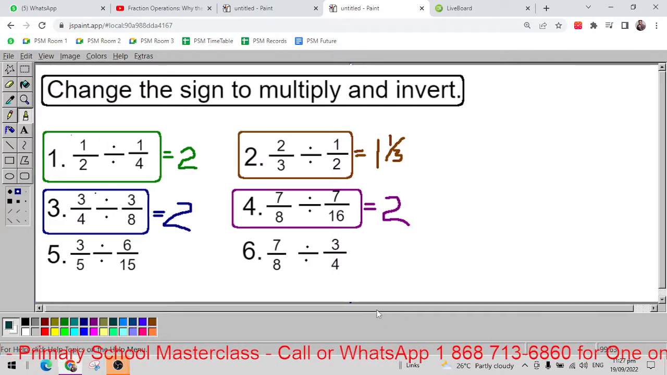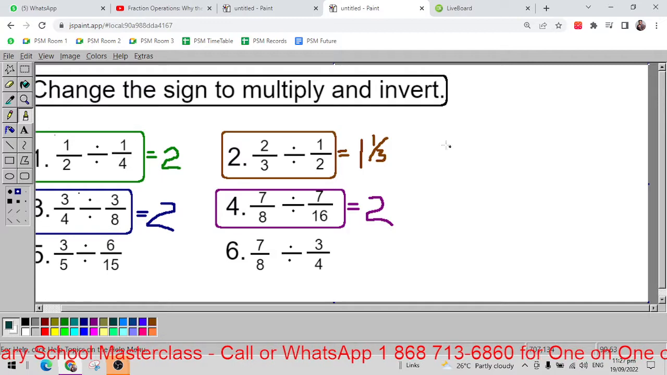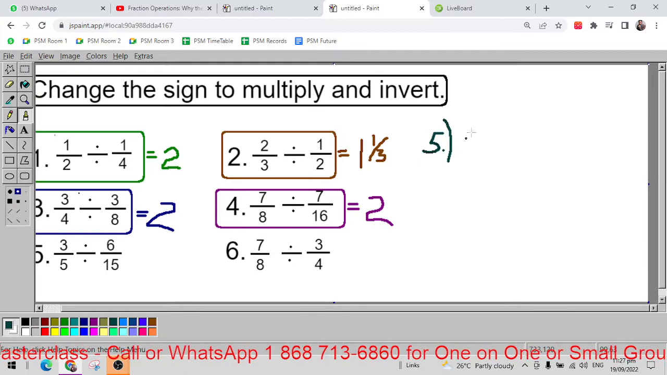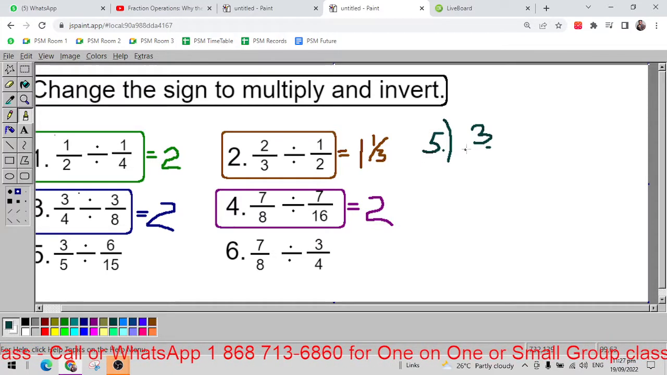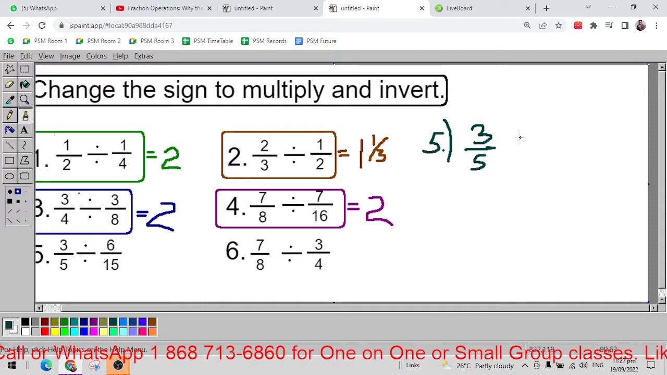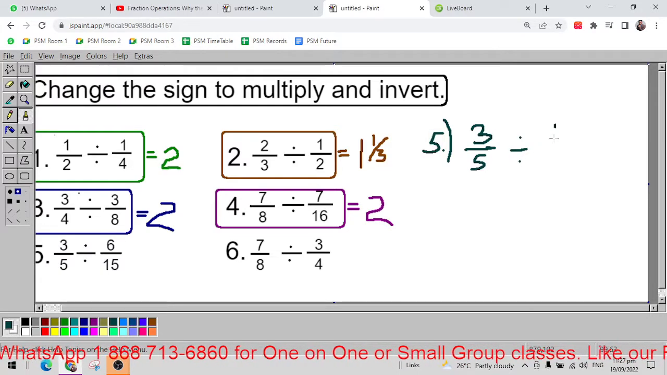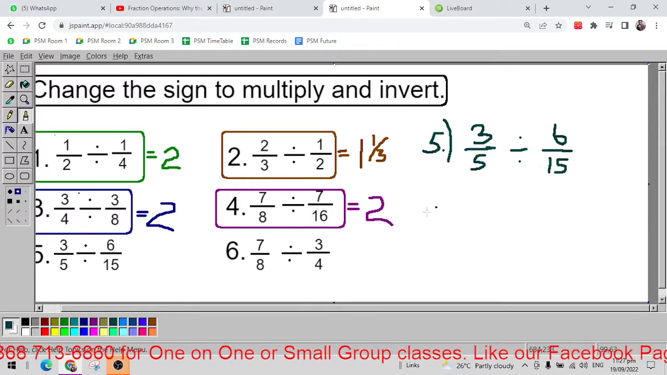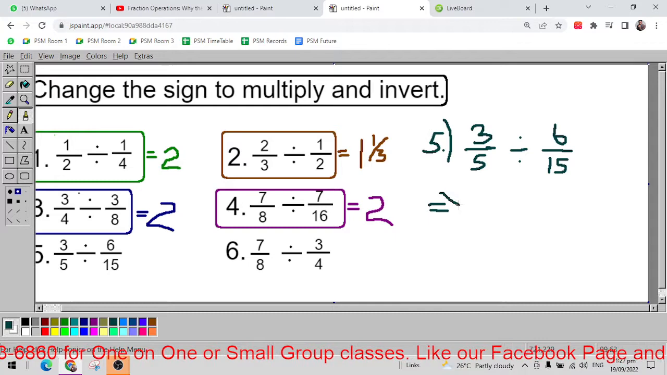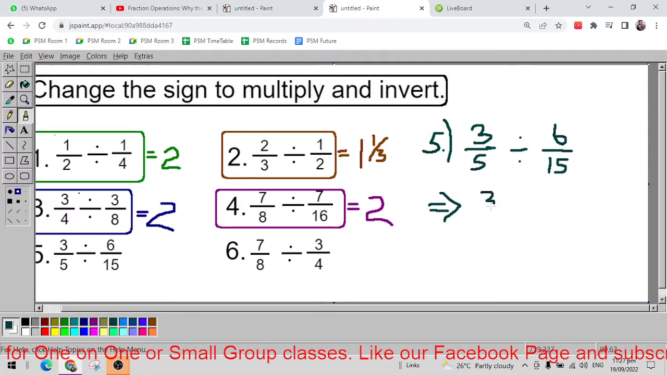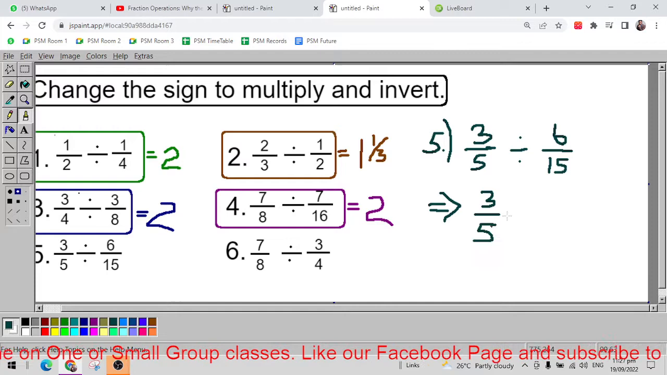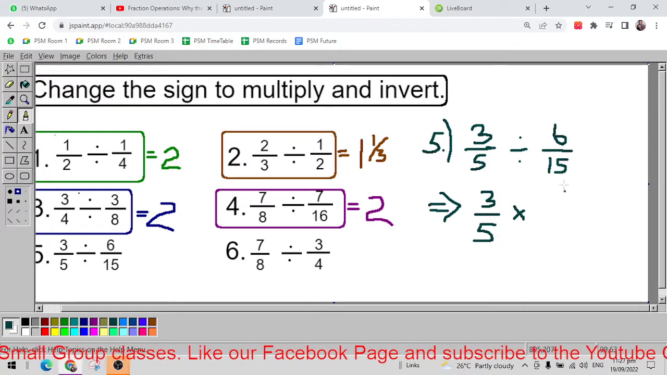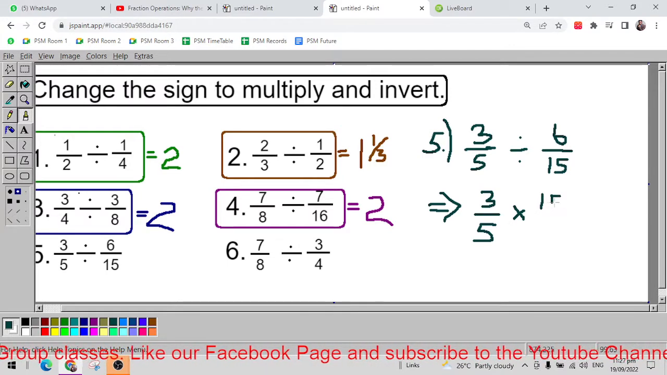Number 5 says 3/5 divided by 6/15. Quite interesting fractions here, right? Next line is going to be 3 over 5. Change the sign from divide and make it multiply, and then we're going to flip or invert. So 6 over 15 is going to become 15 over 6.